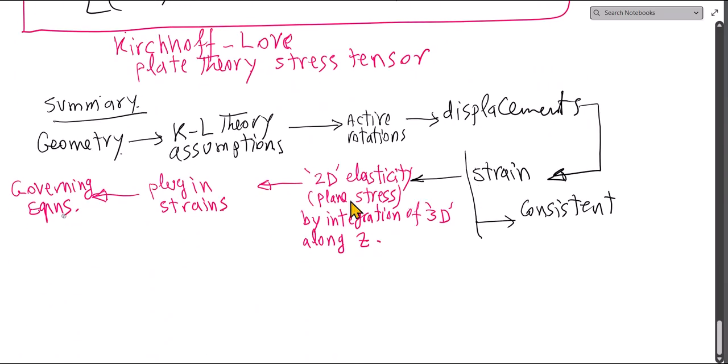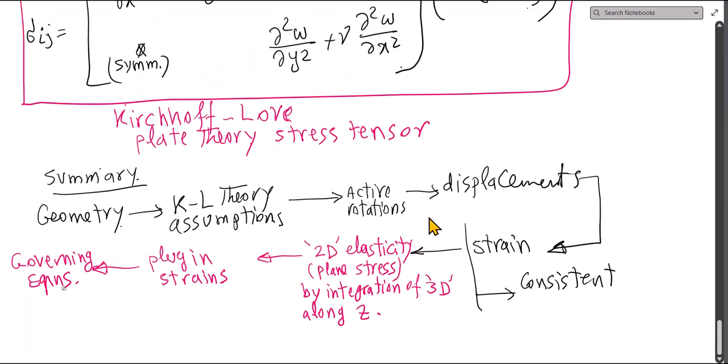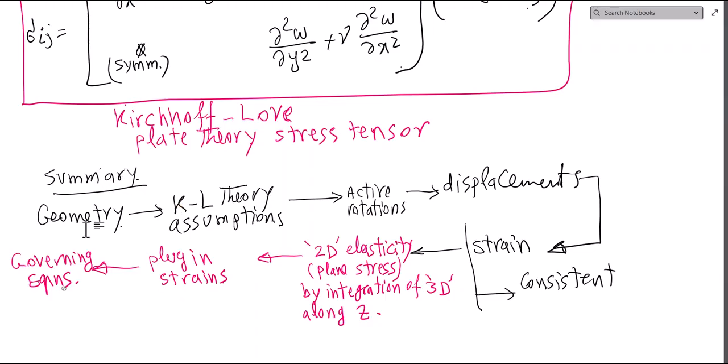And we also identified that there is a kind of road that we have to be careful going along to get to the final results of this theory. We call it KL theory to have it in a brief acronym name. So we started with geometry, then we identified the assumptions, and the most fundamental one is that the material line perpendicular to the midplane remains a line, and then also perpendicular to the deflected midplane.